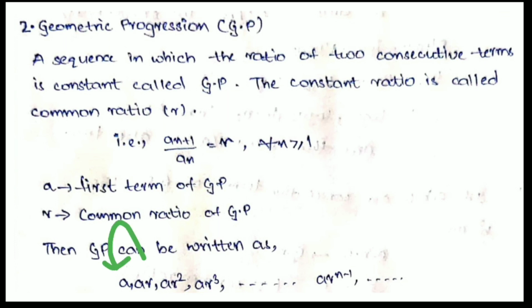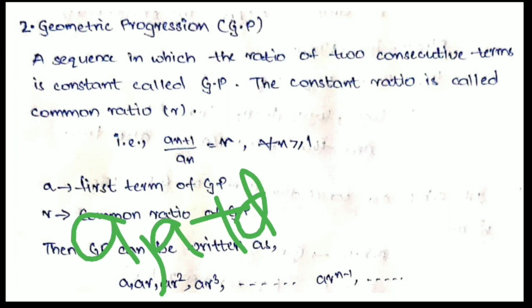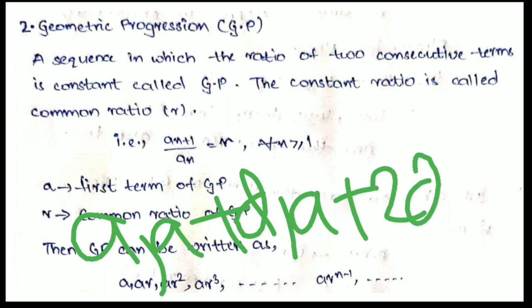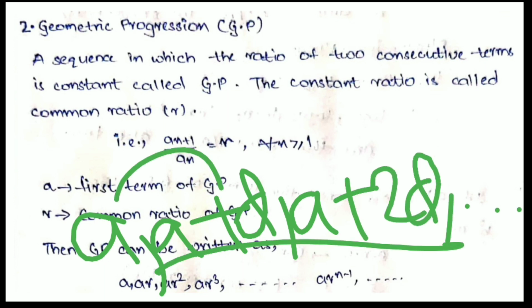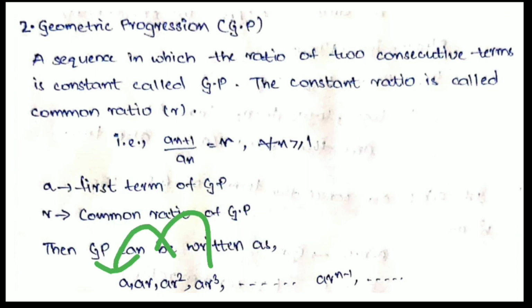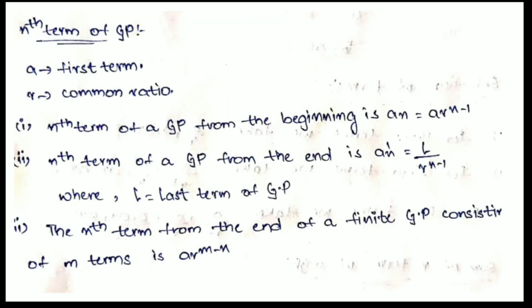That's all. Now ar by a means r, ar square by ar means r, so that we have the same constant ratio. So this is called a GP. As we write in an AP, a plus d and a plus 2d, this is an AP with constant common difference, and this is a GP with constant common ratio. So you can write it, there's no problem. This is called a GP.